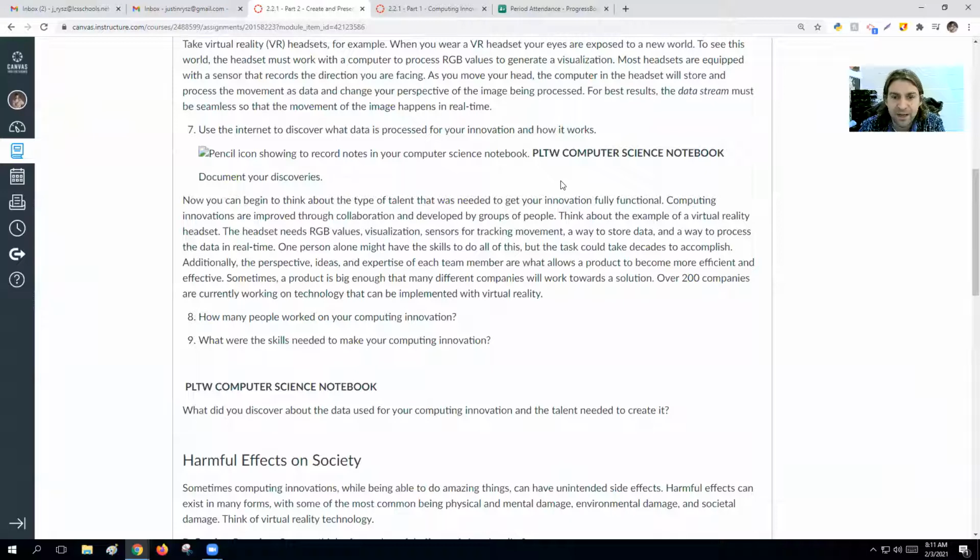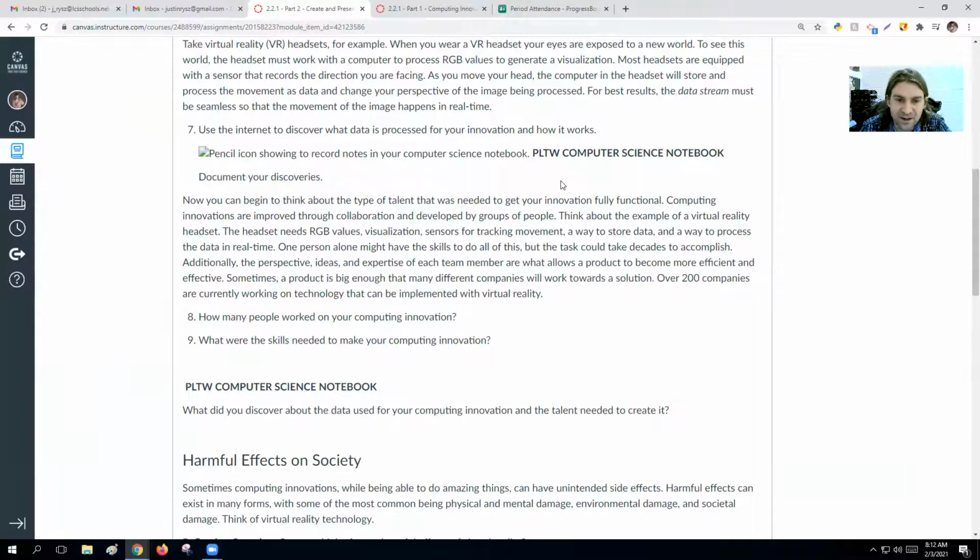One person alone might have the skills to do all of this, but the task would take forever to get done. Additionally, the perspectives, ideas, and expertise of each individual member allow the product to become more efficient and more effective. Sometimes a project is big enough that many different companies will work towards a solution. Over 200 companies are currently working on technology that can be implemented with virtual reality, which is crazy. Right now with VR, you've got the one that starts with an O. Oculus, but there are other ones out there too.